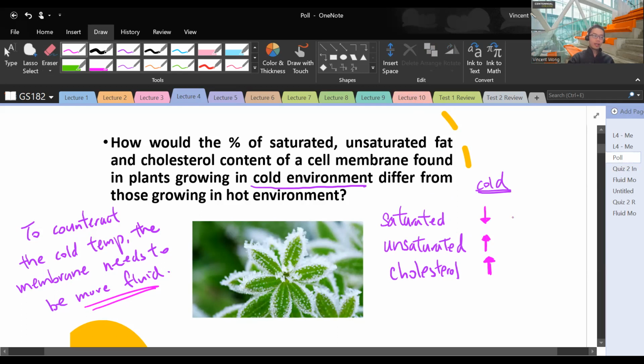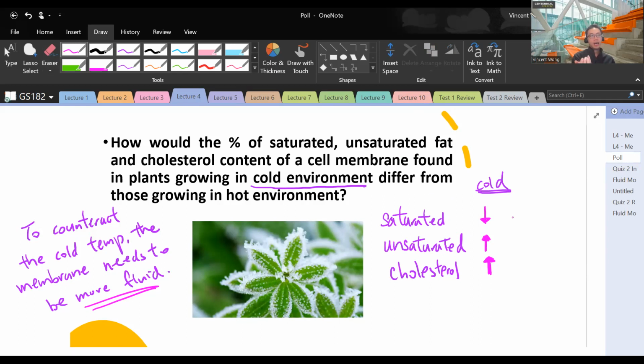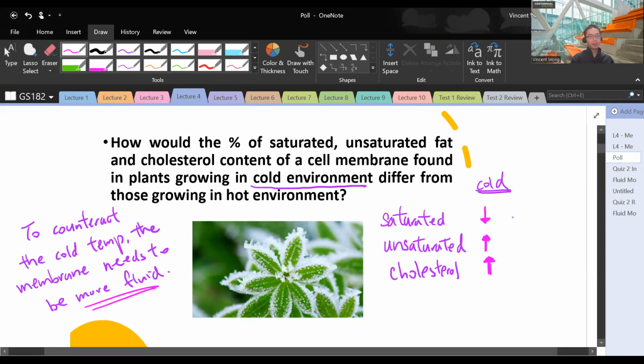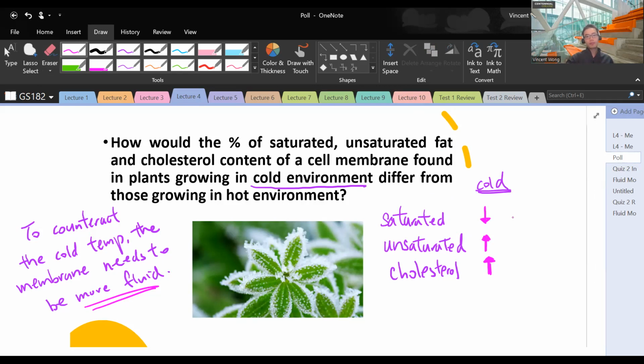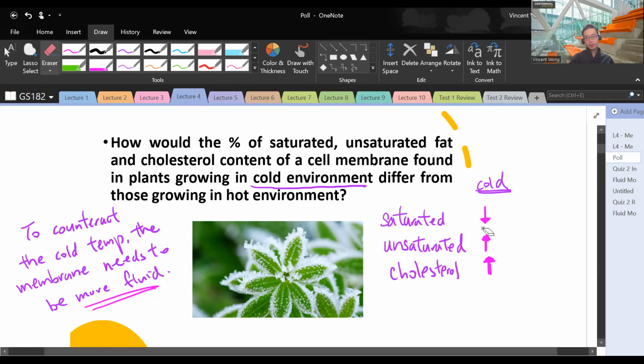Okay. So if you take a look at the membrane composition of a plant, they are likely to be different depending on where the plant's native environment is, right? So if you take something that's from a cold environment, that is what you would expect. And if you take it from a hotter environment, the opposite is true, right? So each membrane composition will be uniquely adapted to that particular environment. Okay, so remember this when you are doing your lab.